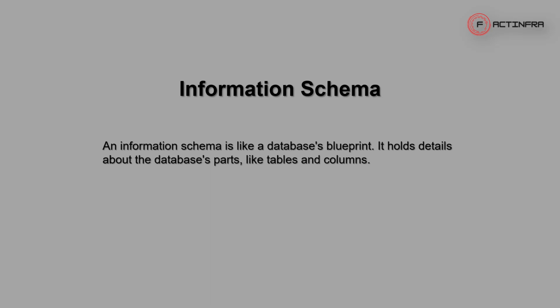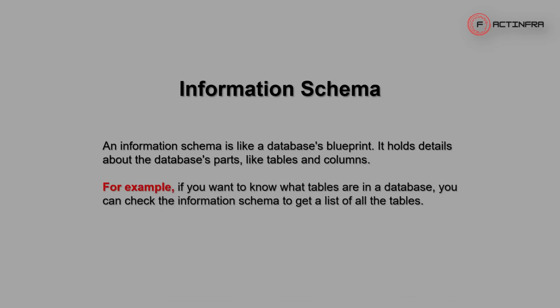It holds details about the database parts like tables and columns. We can easily extract this kind of information, the tables and columns, from the information schema. For example, if you want to know what tables are in the database, you can check the information schema to get a list of all the tables. We will see all about this practically in the PostgreSQL labs.